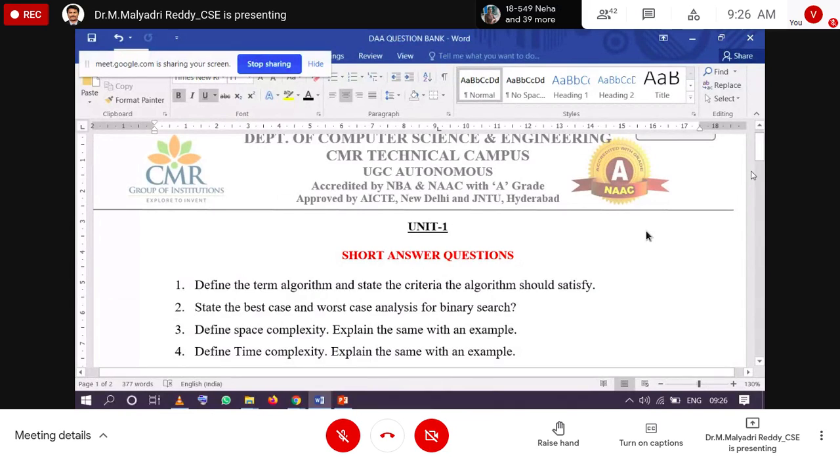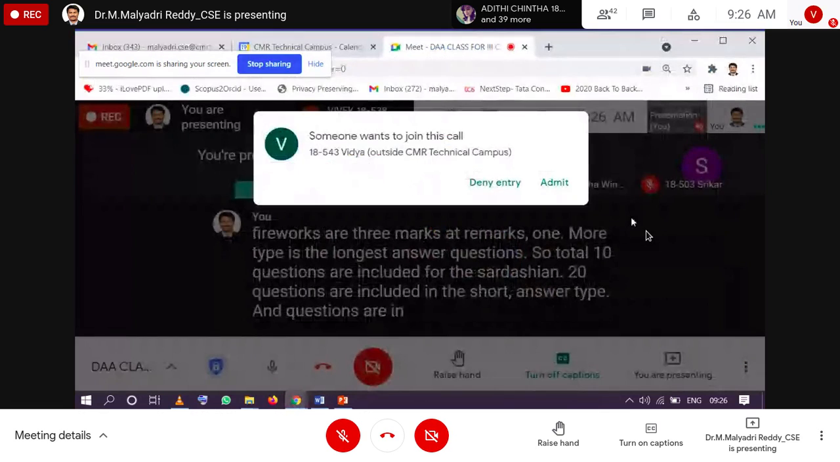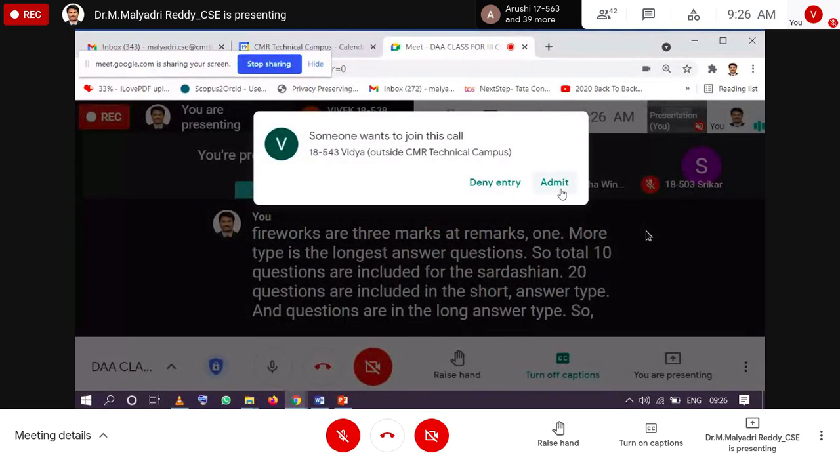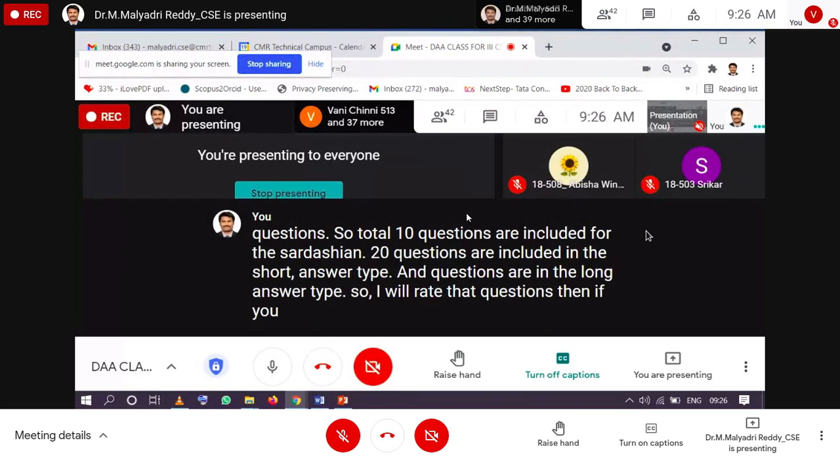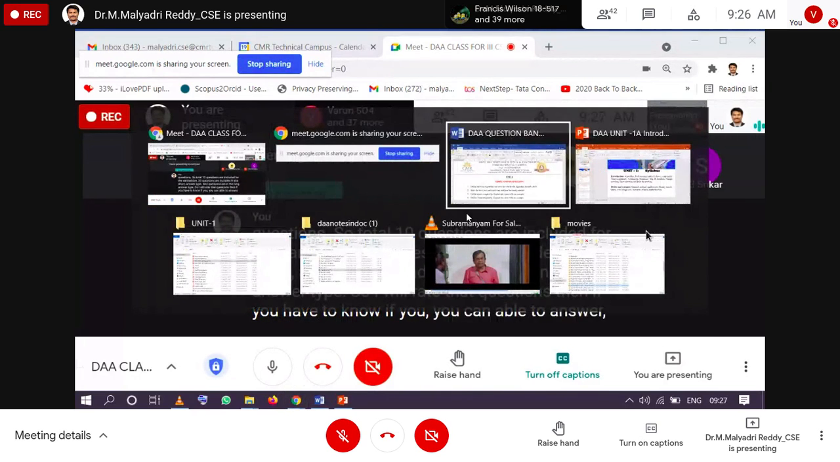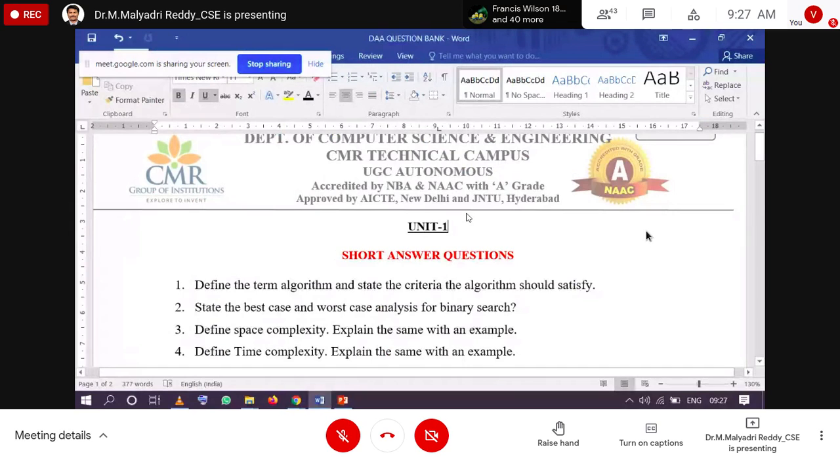Yes, sir. So there are two types of questions. One is short answer questions like 5 marks, 3 marks, or 2 marks. The other type is long answer questions. Total 20 questions are included in the short answer type, and 10 questions are in the long answer type. I will read those questions. If you can answer, no problem at all. If you are unable to give the answer or have any doubts, then immediately ask your questions.